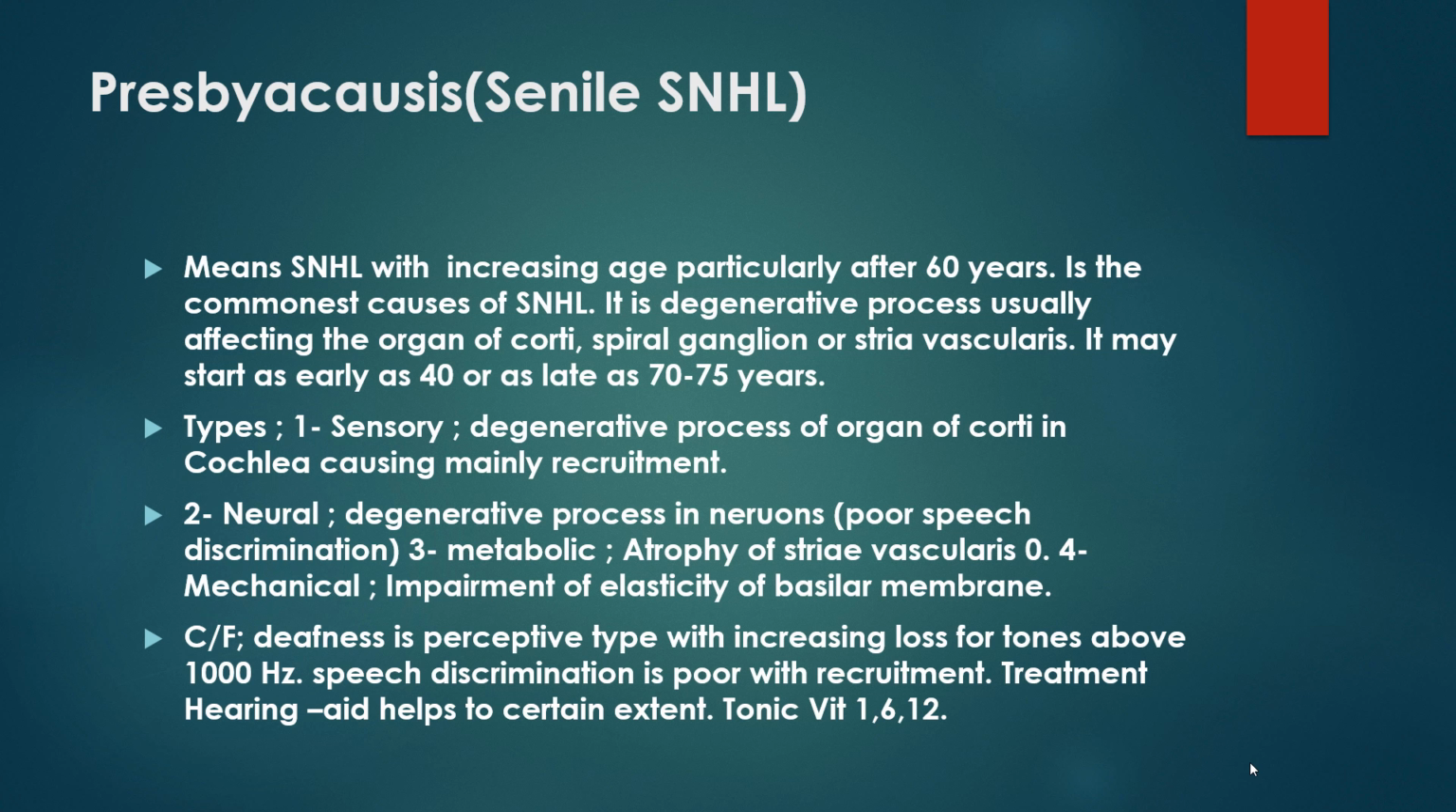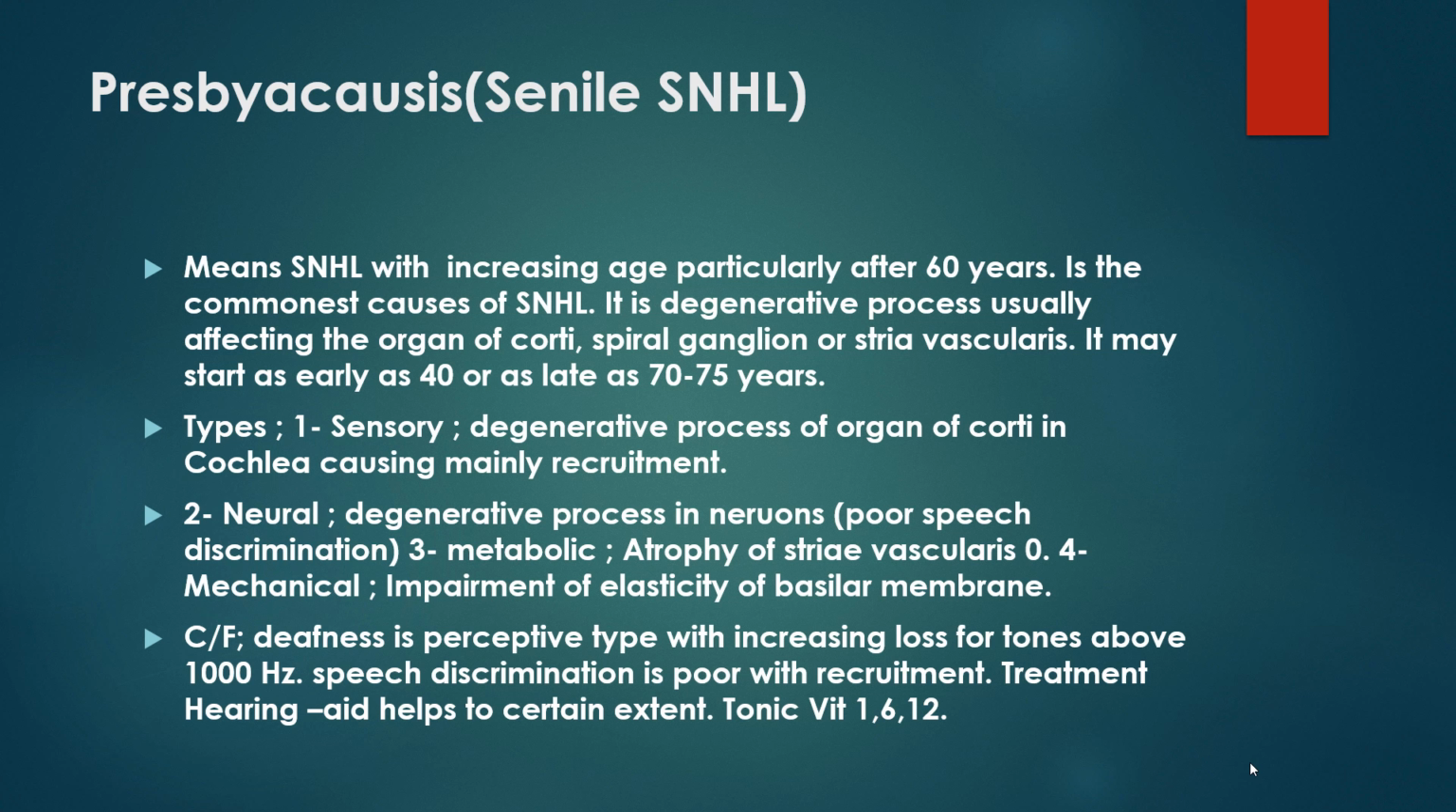We get it in several types. It may be sensory, where we get a degenerative process at the organ of Corti in the cochlea, or it may be of neural type. We get the degenerative process in the neurons. The patient gets poor speech discrimination. Or it may be metabolic type, where we get atrophy of the stria vascularis. Or we get the fourth type, where we get impairment of the elasticity of the basilar membrane.